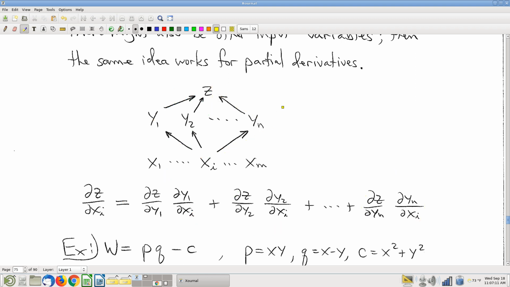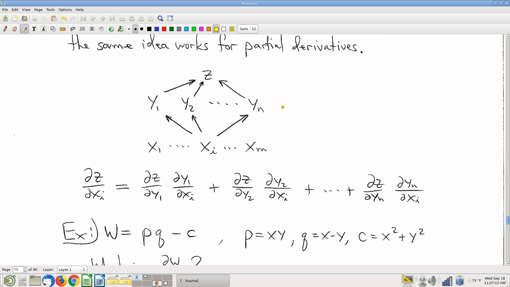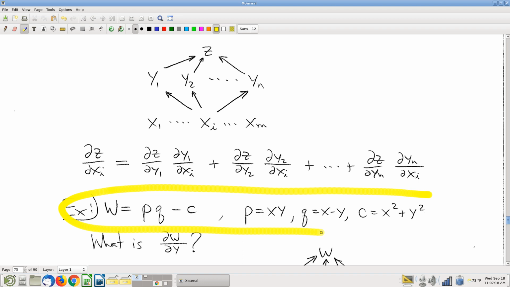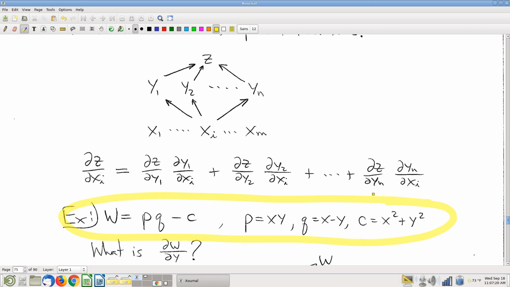Okay. All right. Here's one more question. This is probably going to be our last one for today. But suppose you are given this. So I've got a formula for W, a formula for P, a formula for Q, a formula for C. And we've been asked to compute a partial derivative, partial of W with respect to Y. Oh gosh. Which ones do you put where? And how does this get organized? Which way is up? Right?